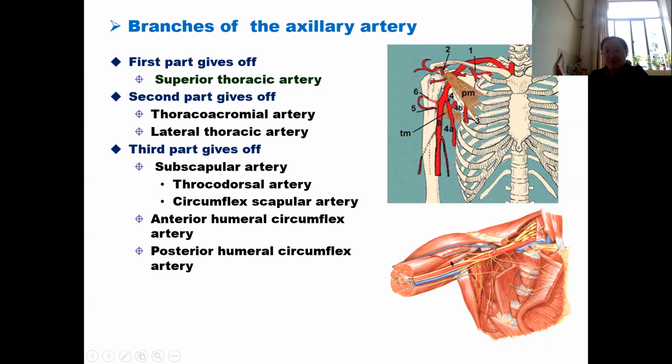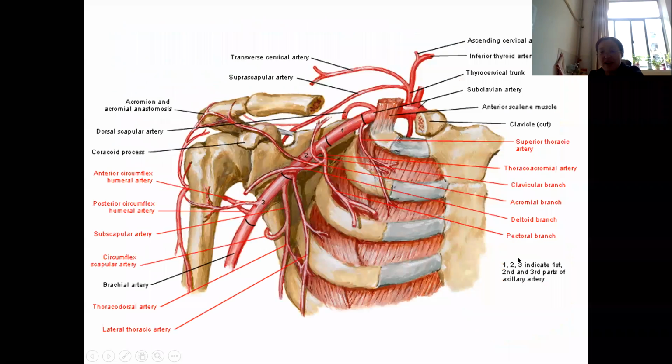Okay, so we can judge the branches of the axillary artery by the pectoralis minor. So first, this is the pectoralis minor. The first segment gives off this branch. This branch we call the superior thoracic. So the first segment gives off one branch we call the superior thoracic artery.